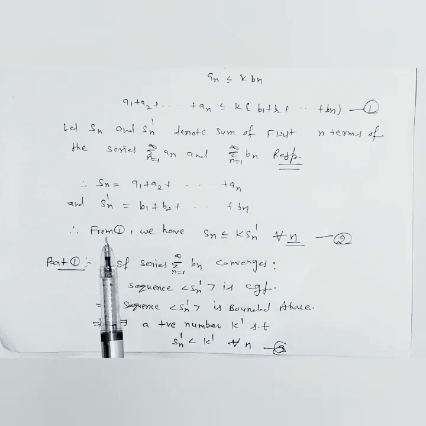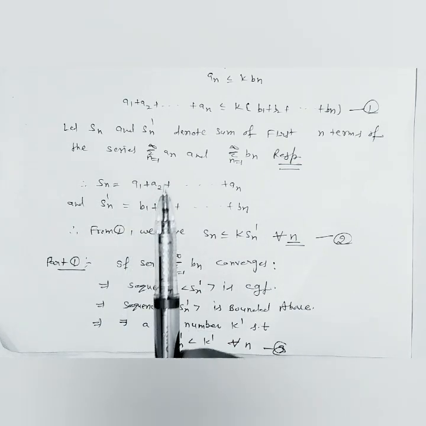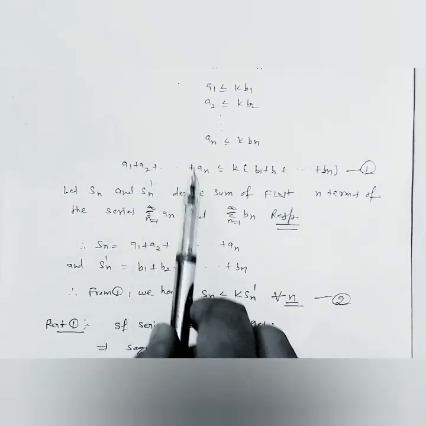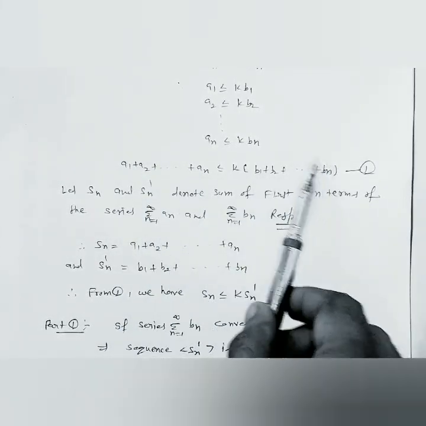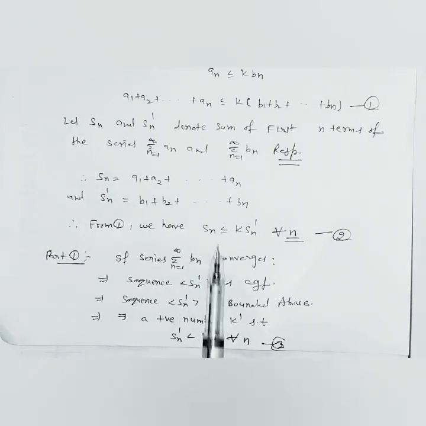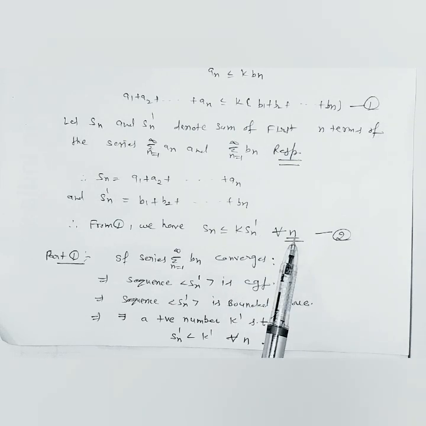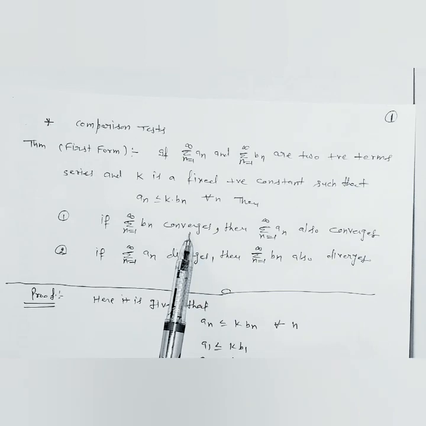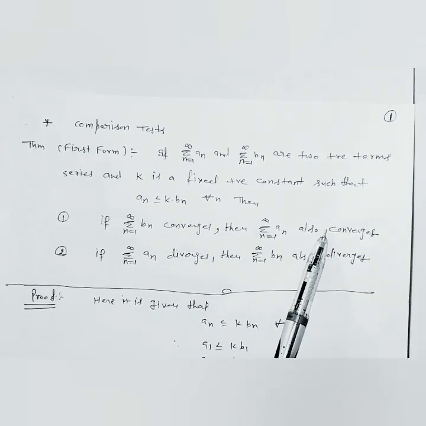So from equation 1, that term is equal to Sn and that term is equal to Sn dash. We have Sn less than or equal to k times Sn dash for all n. Now take the first part. In the first part, it is given that series bn is convergent. We have to show that series an is also convergent.